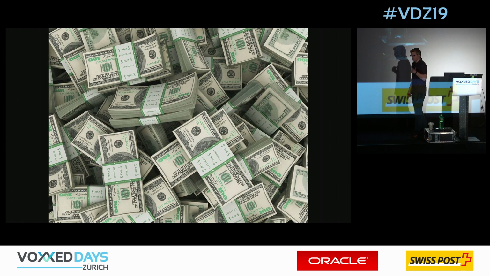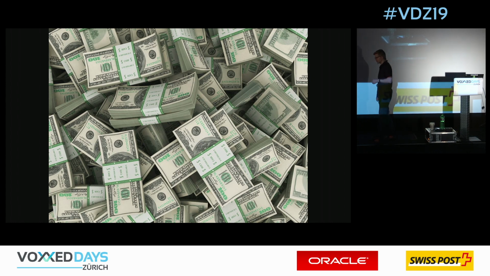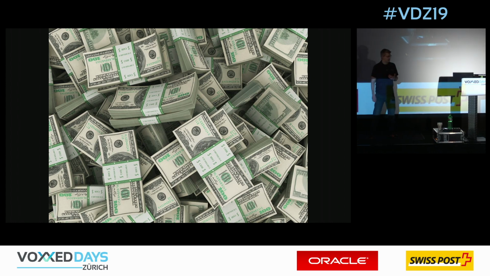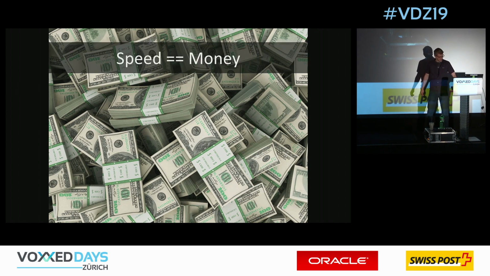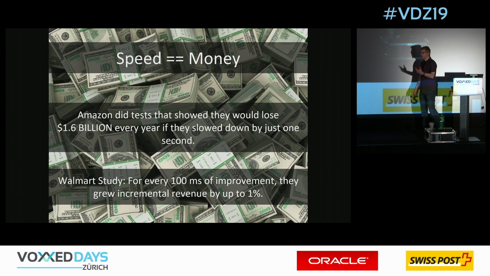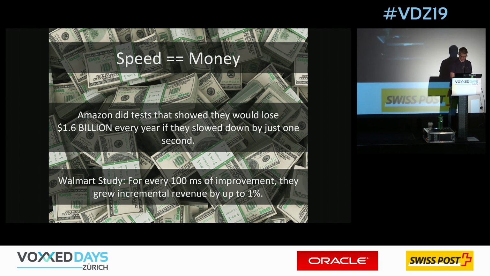That's the picture I found recently on the internet. All these studies that tell us to make a small JavaScript bundle are about money. Speed is money. That's the whole quintessence of these studies. There are studies from Amazon or Walmart telling us that even if they get a fraction of a second slower, they will lose money. And that's one of the main reasons why we should have small JavaScript bundles.